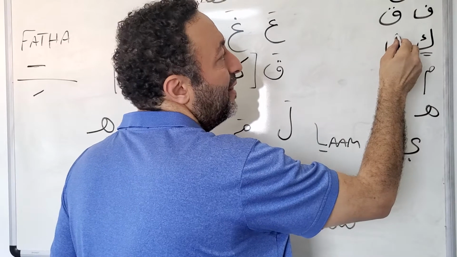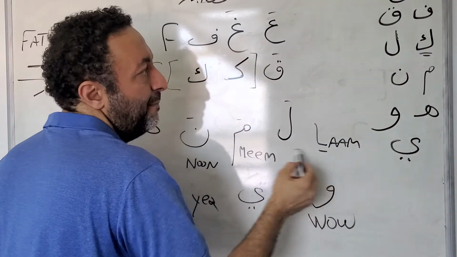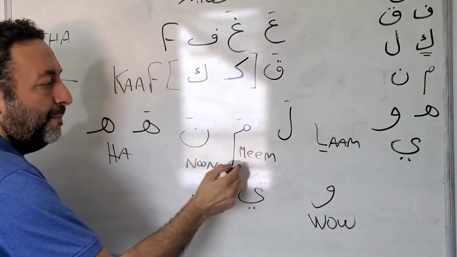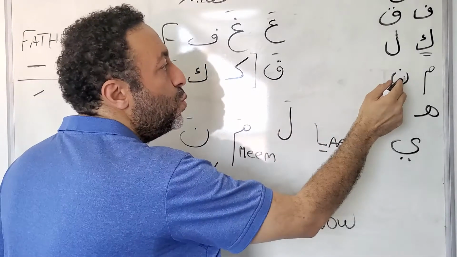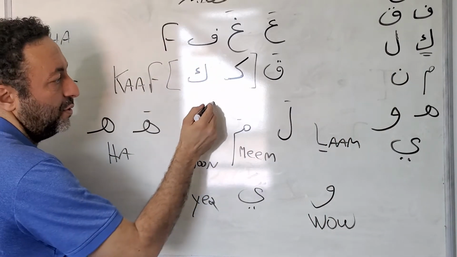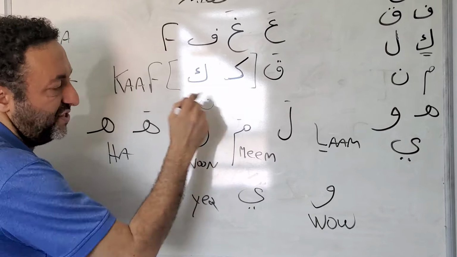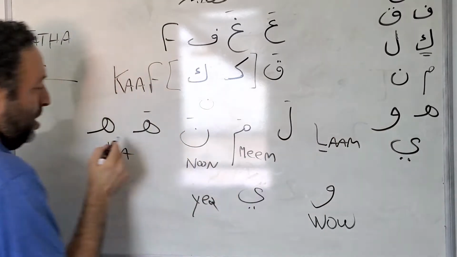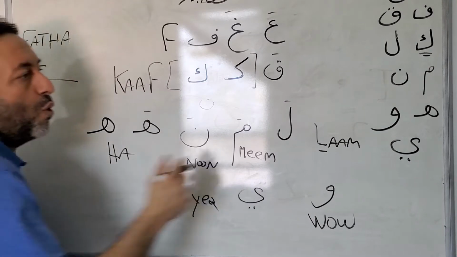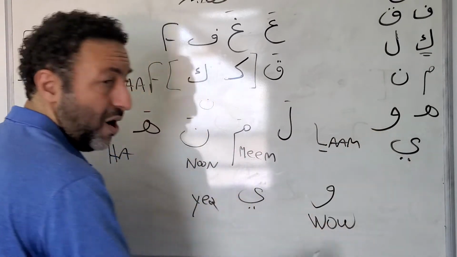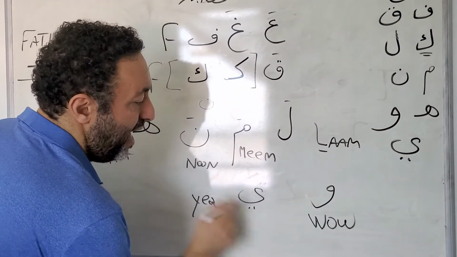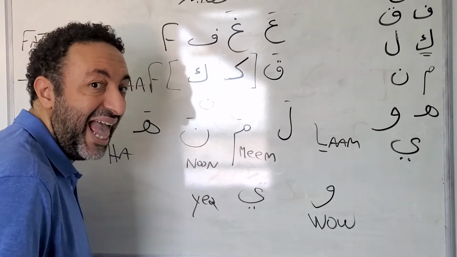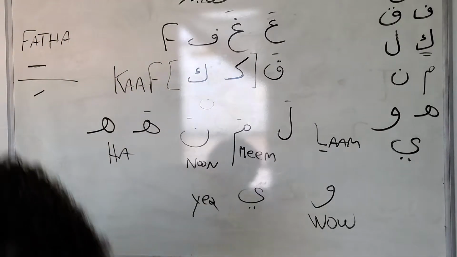Lam, L. Mim, m. Noon. It's a circle with a dot. Noon, half a circle. Ha. Wow. It's like wow in English. Very simple. Yeah. Last letter. Yeah. All right. I think it's clear.